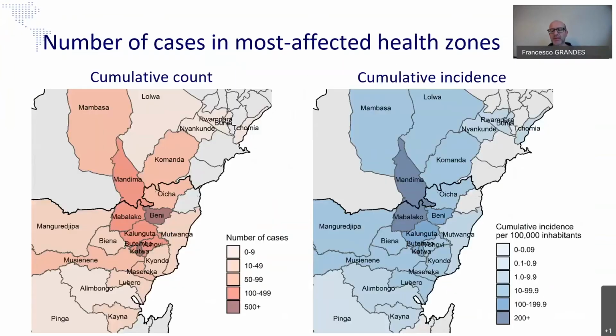These two maps present more details of the geographical distribution of cases. The highest number of cases, the map on the left, was reported in Beni and Katwa health zones, both in North Kivu province. However, in terms of cumulative incidence per population, the map on the right, the most affected health zones were Mabalako in North Kivu province, where the epidemic originated, and the neighboring zone of Mandima in Ituri province, with more than 200 cases per 100,000 inhabitants.